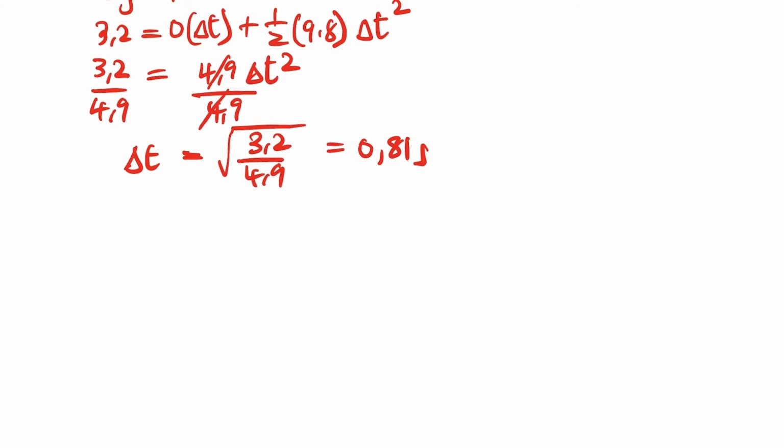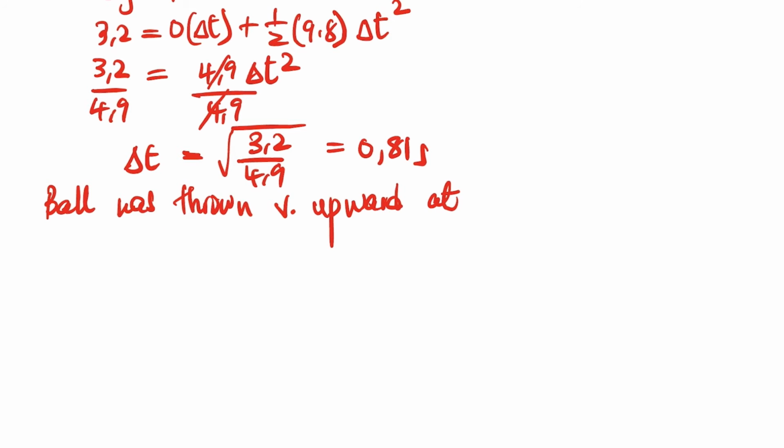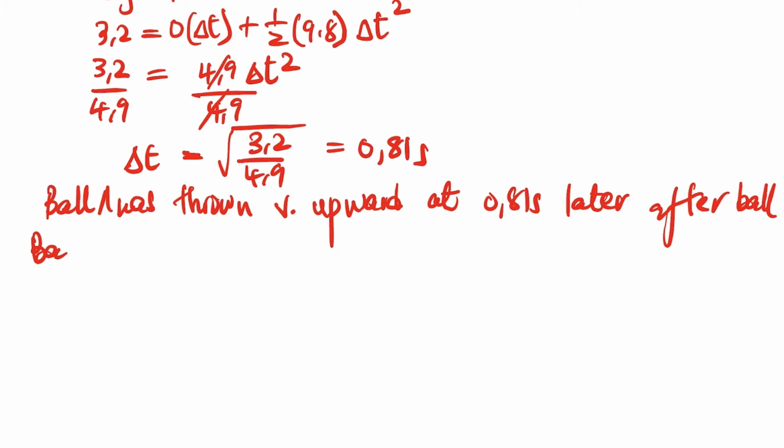So this simply means that ball B was thrown vertically upwards 0.81 seconds later, this is ball B, guys, after ball A was thrown. I hope that makes sense.